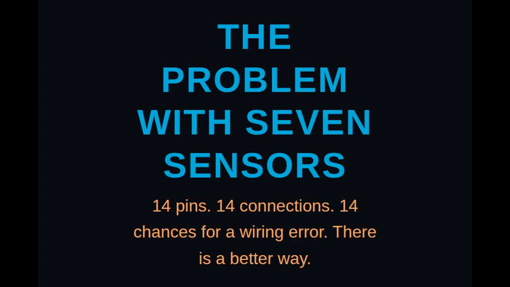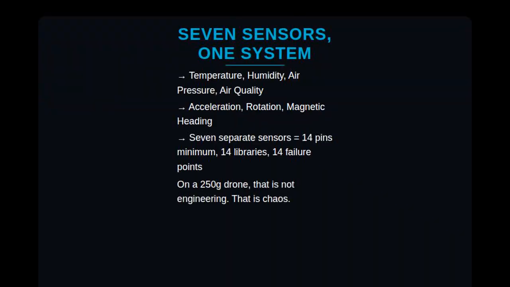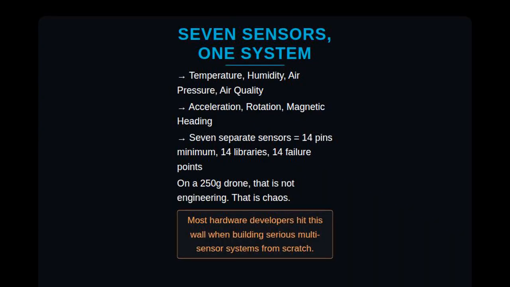That's 14 pins minimum, 14 connections, 14 chances for a wiring error, 14 separate libraries fighting for CPU time. For a drone that weighs 250 grams, that's not engineering, that's chaos. And that's exactly the problem that most hardware developers hit when they try to build serious multi-sensor systems from scratch.